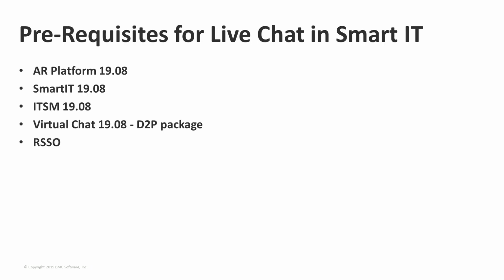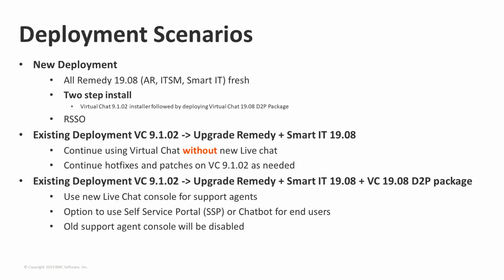So now, as I had mentioned, I'm going to go over the prerequisites for live chat. Since this capability is introduced in Smart IT 1908, you would need the whole stack at 1908, which means you need the server platform upgraded to 1908, Smart IT to be 1908, ITSM to be 1908, and if you already have BMC virtual chat 9102 version, you have to apply the D2P package to get to 1908, and you must have RSS. So here are the deployment scenarios that we could think of.